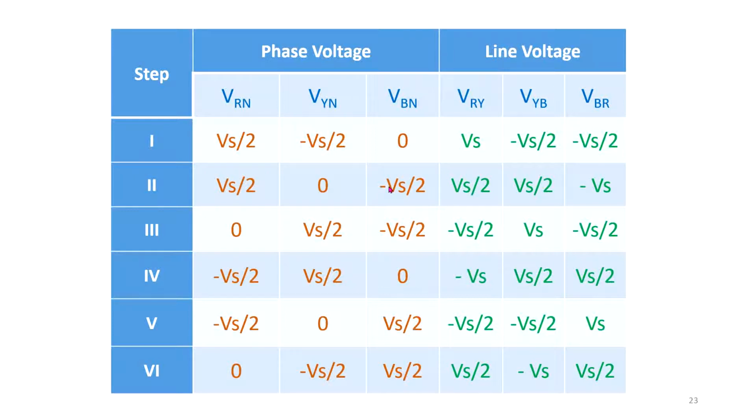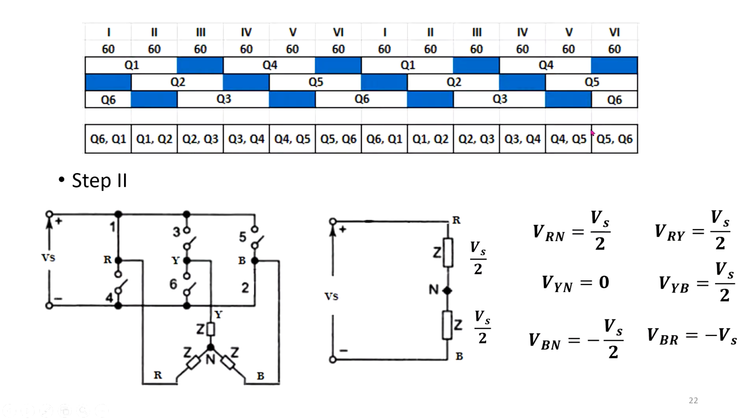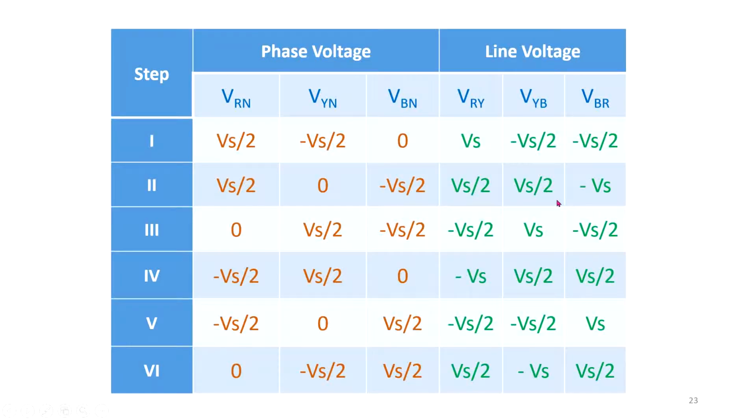Okay, you can repeat the same process for the next. You can see that this diagonal is 0. This diagonal is 0. But to fill up this table, you need to work with each combination. Be careful. You need to work with all the combinations. You cannot just write down these two, and it's very hard to remember these things. Similarly for the line voltages, which we have already seen over here. Suppose we take step 2, this is Vs by 2, Vs by 2 and minus Vs. Okay, minus Vs, Vs by 2.